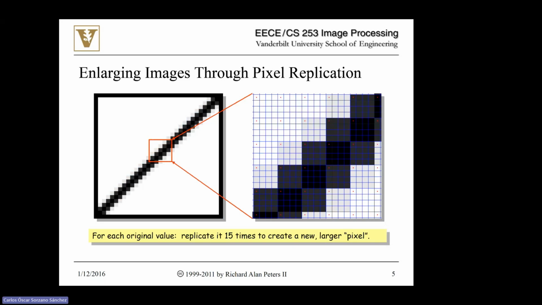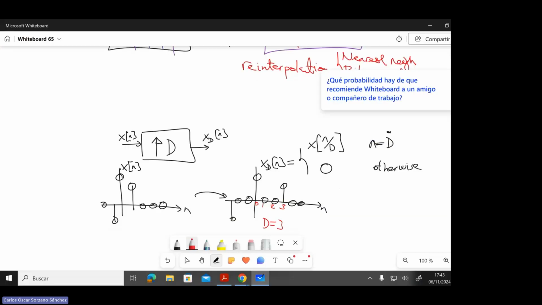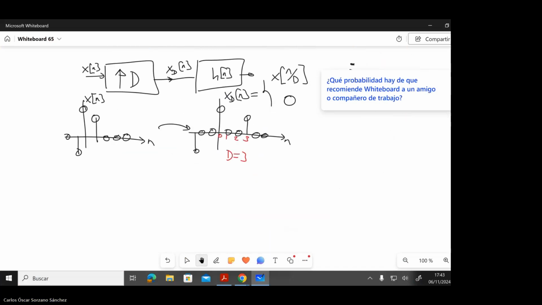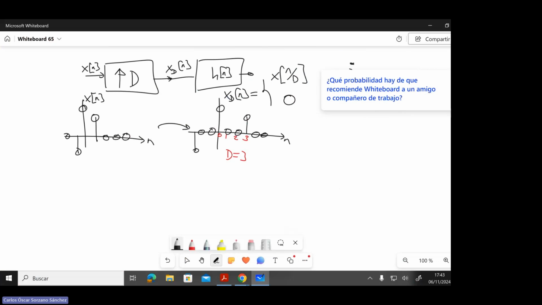That copy, you want to do it in one dimension. In one dimension, what you can do is use a filter h[n], and the h that you need for that is this one. HD, when D is equal to 3, is this one.